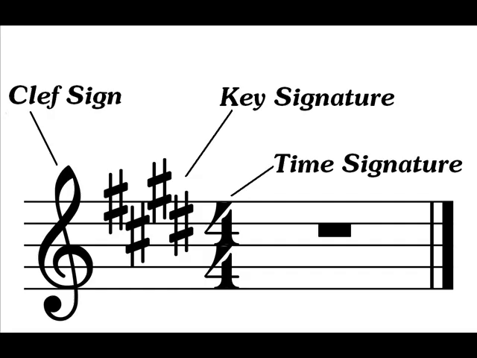In written music, which is often called notation, songs begin with a clef sign, a key signature, and a time signature. Shown here we have a song using a treble clef, sometimes called a G clef, a key signature showing the key of E major, and a time signature of 4/4, meaning 4 beats in a measure and a quarter note gets 1 beat.